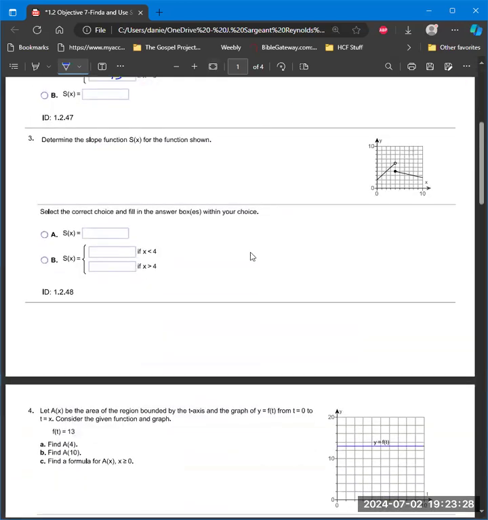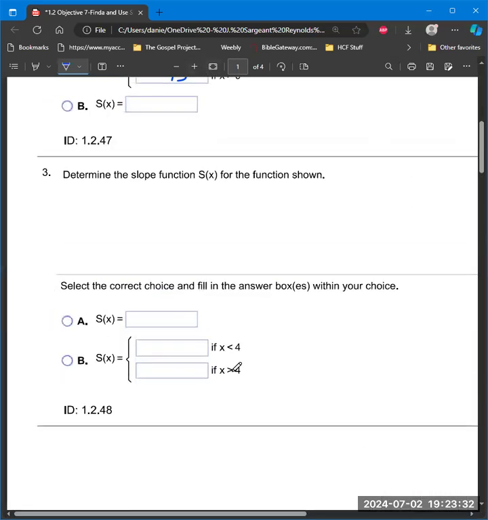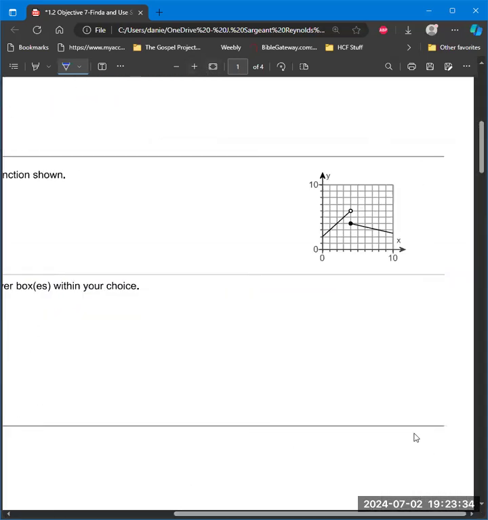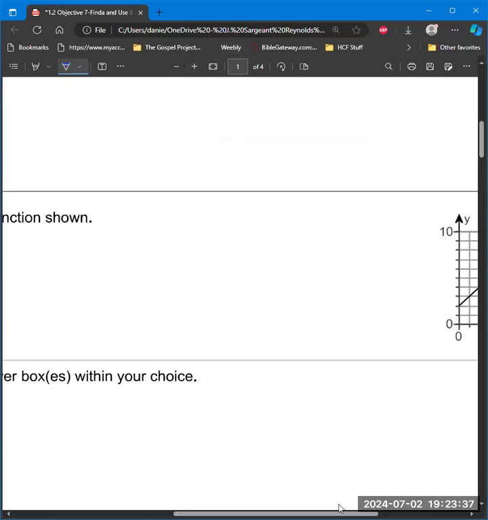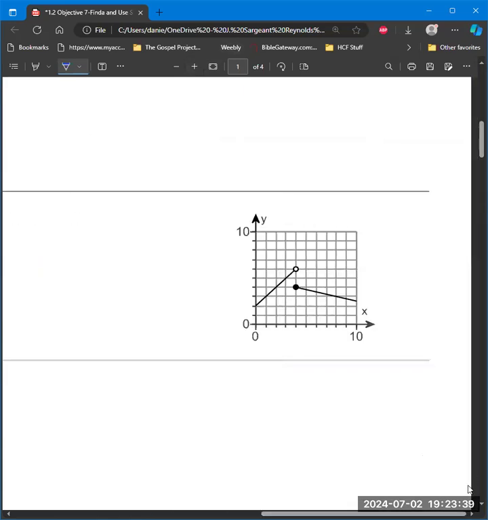Determine the slope for this function now. Again, I'm going to zoom in so we can take a look at it and get some points to work with. So we have x less than 4, x greater than or equal to 4. This is plus 2. Slope of 1.